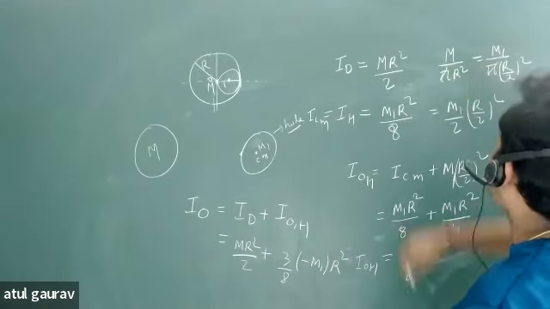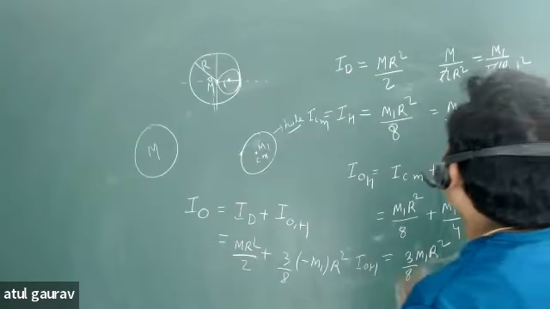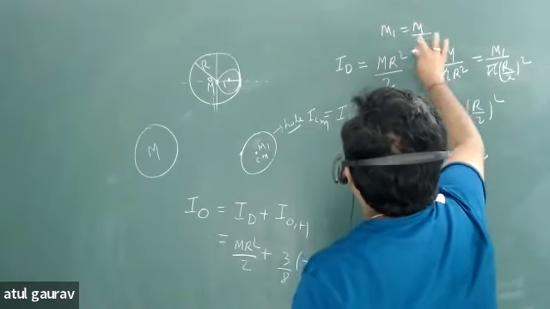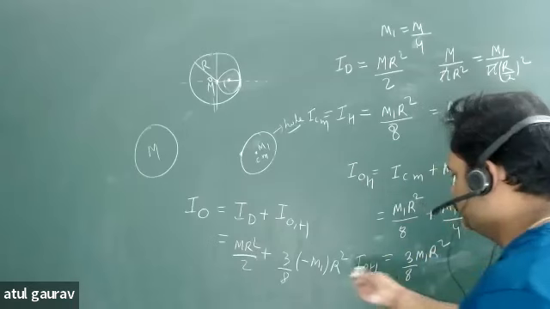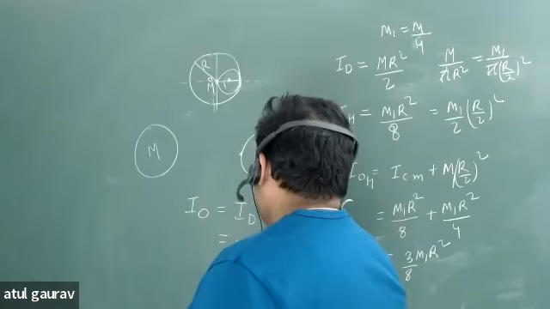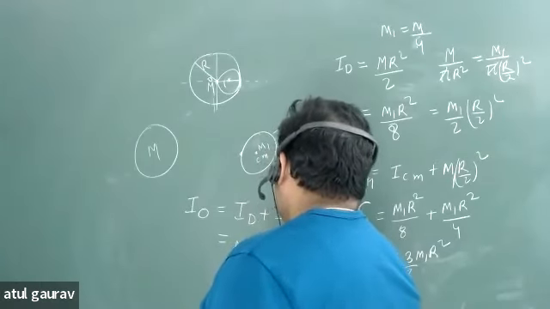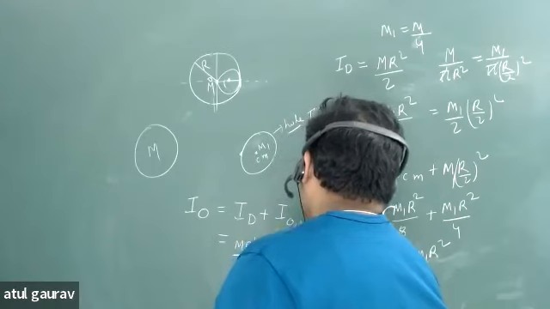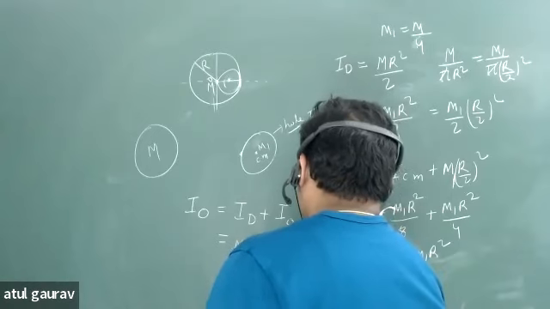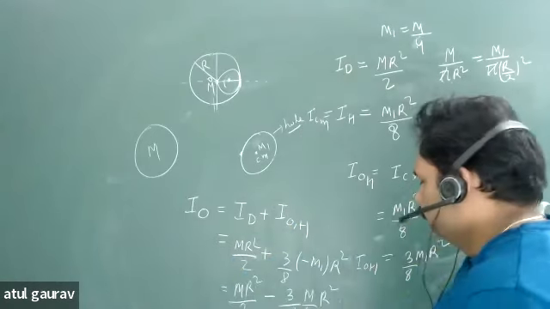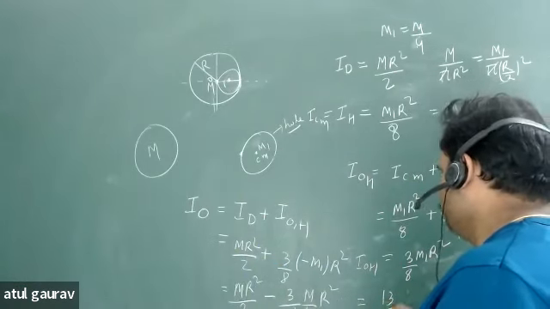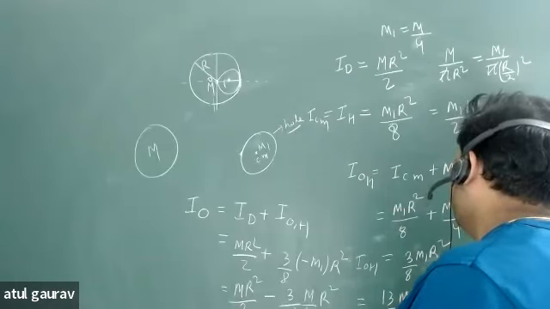So this and this will cancel out. What will you get? m1 is equal to m by 4, right? So you can just put it. And now the value is basically m r square by 2 minus 3 by 8 m by 4 r square. Is this clear? What will the answer be? 13 by 32 m r square.